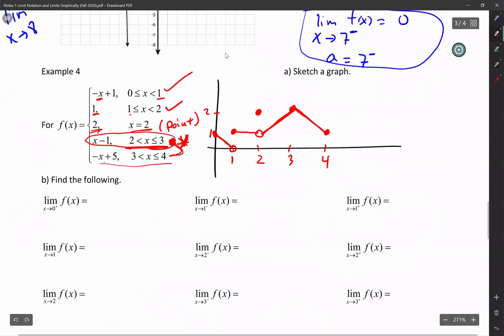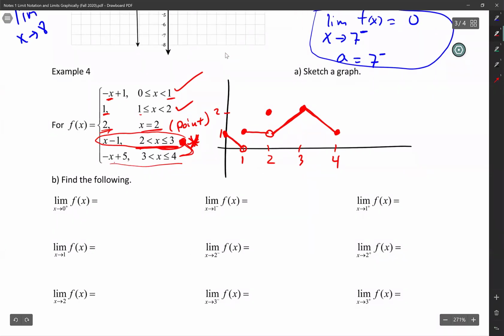All right, limit as x approaches 0 from the right. If I approach 0 from the right, let me use a different color. I'm going to use green. If I approach 0 from the right, it looks like it is 1. So just put 1. Remember, those are x values that I'm looking at. As x approaches 0 from the right, the y value is 1.